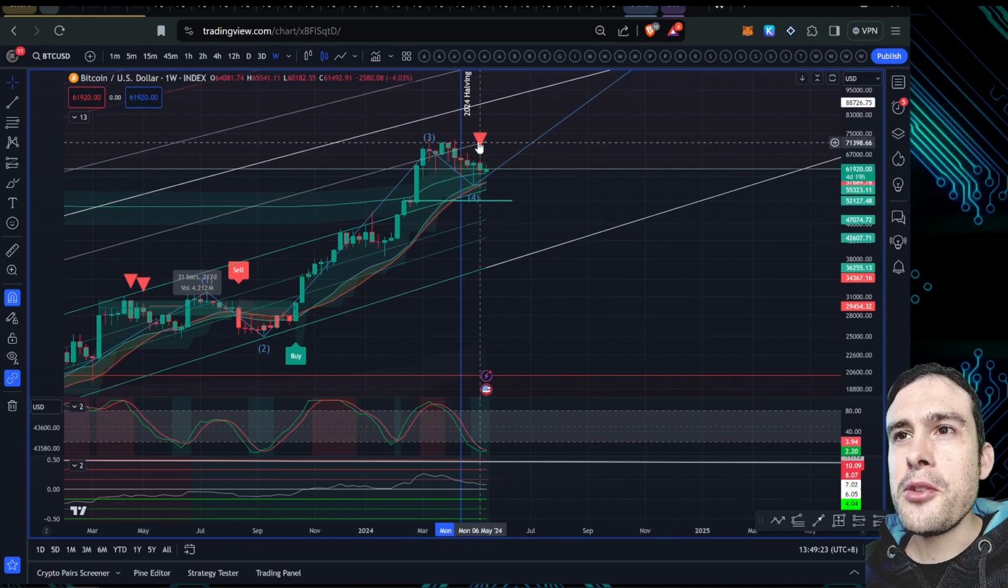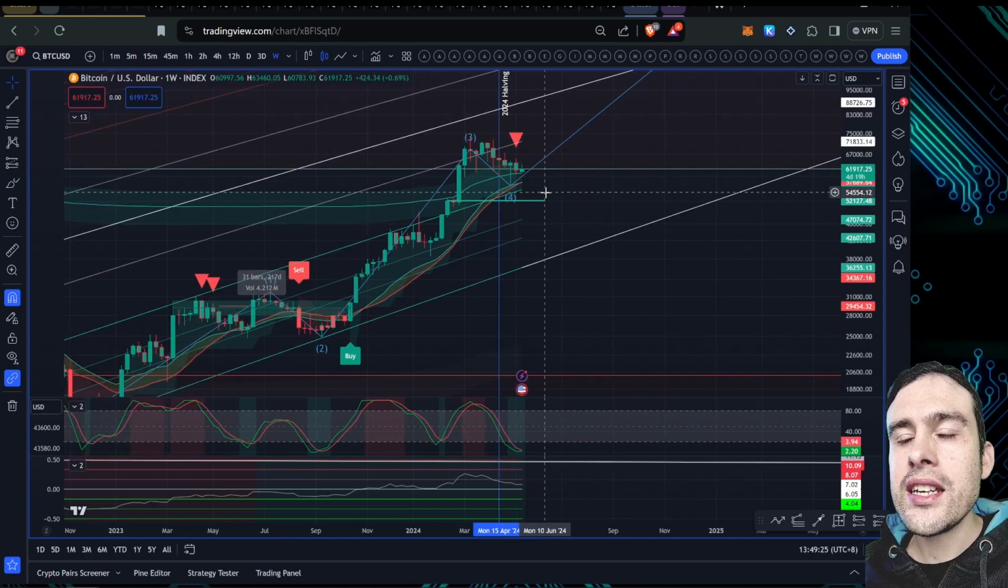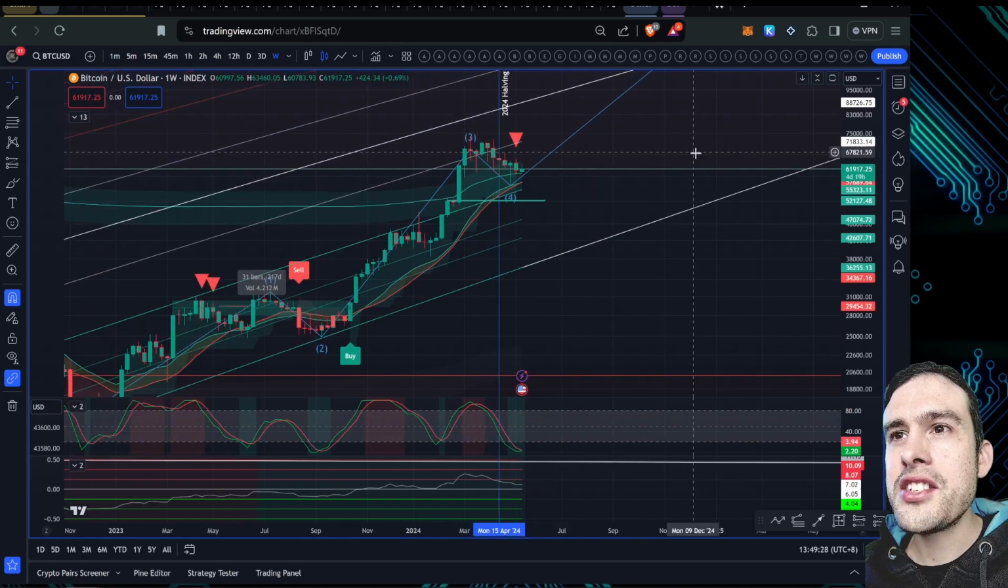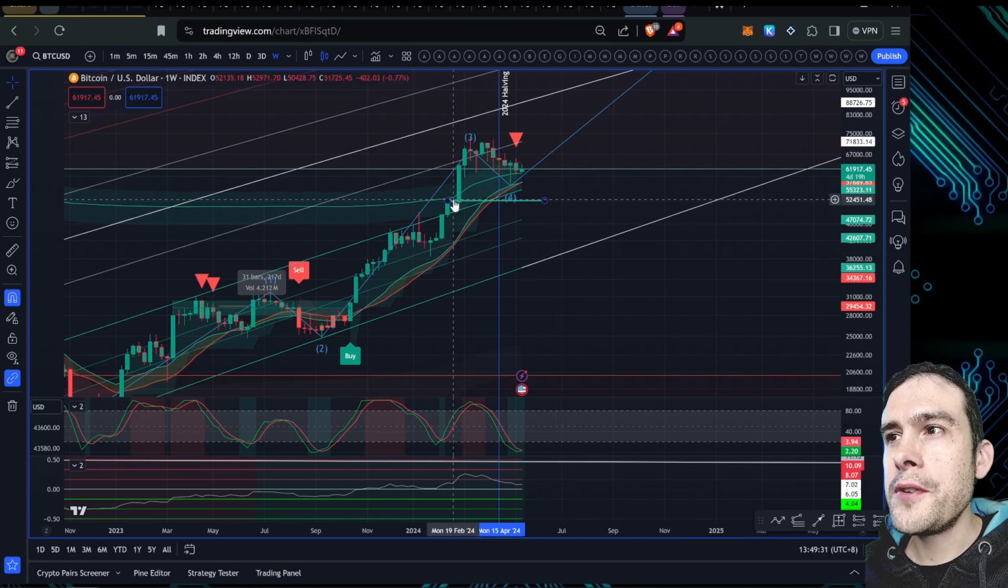And at the moment, we're still in kind of no man's land. It is still in bullish structure. We haven't broken the 50K support.